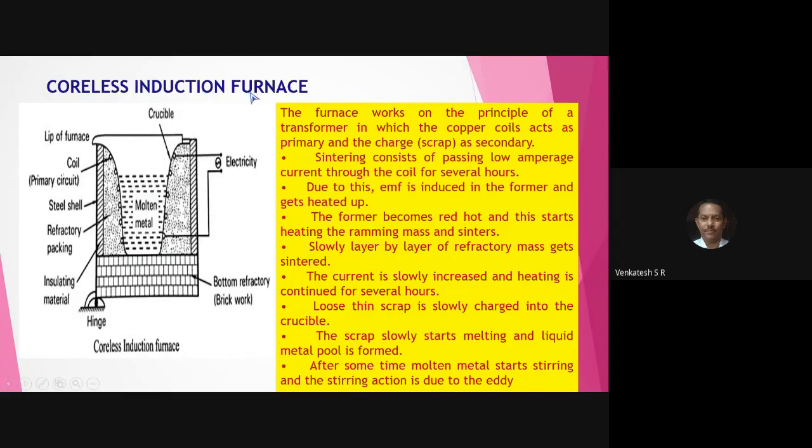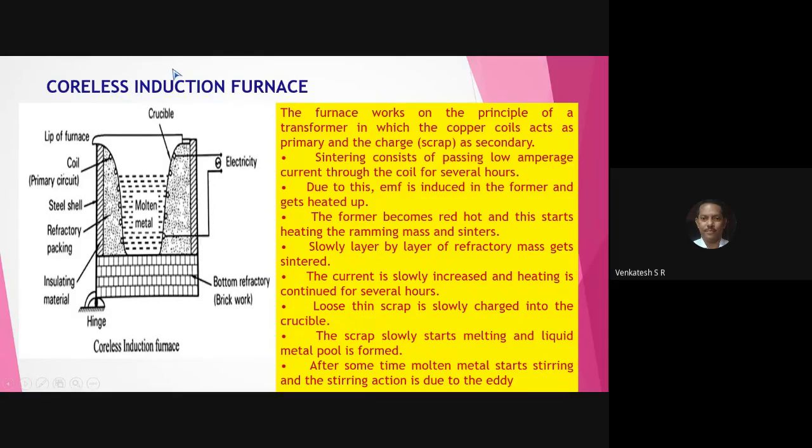The coreless induction furnace works on the principle of a transformer. Remember, all of you, this is very important. The coreless induction furnace works on the principle of a transformer. The eddy current is developed in the induction furnace.